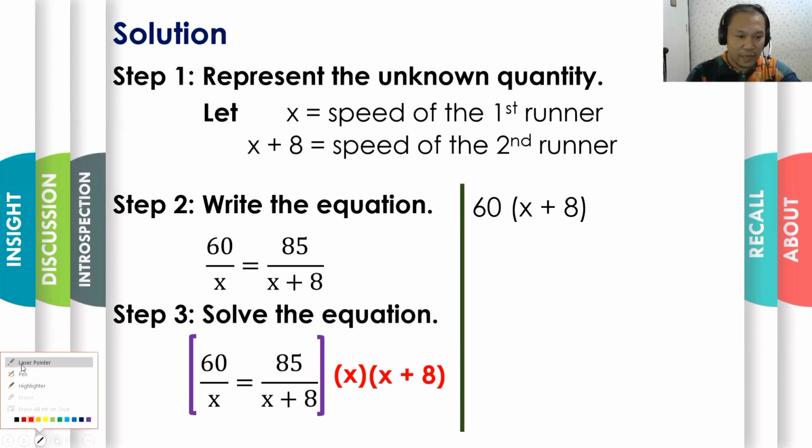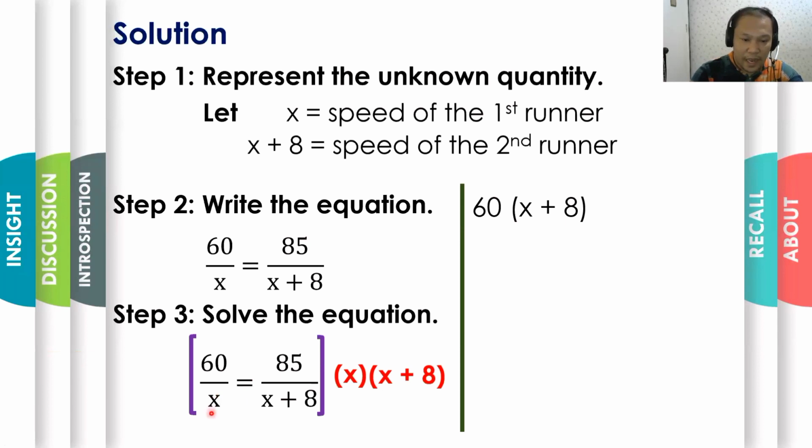Okay, how were we able to arrive at that result? The LCD x times x plus 8 divided by x, what is left will be x plus 8 multiplied by 60. Therefore, we have 60 times x plus 8 is equal to 85 times x. Why? Because our LCD divided by x plus 8, the answer is x, multiplied by 85, therefore we have 85 times x.